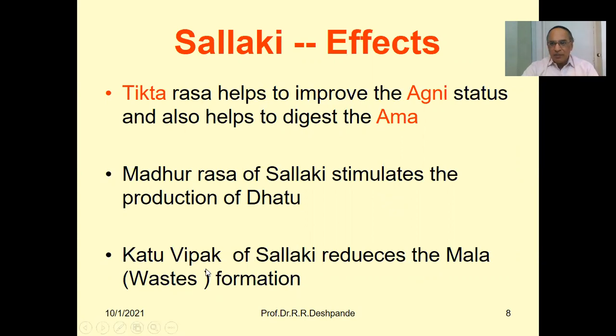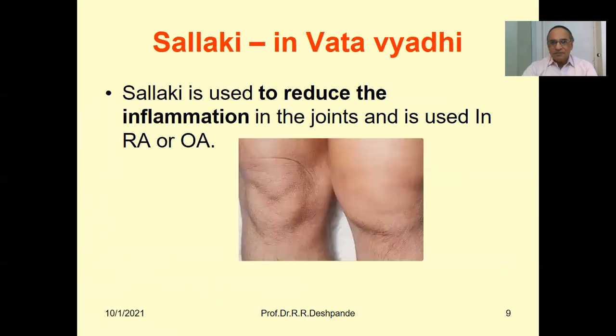Okay. Madhura rasa of Shallaki stimulates the production of dhatu, tissues: rasa, rakta, mamsa, meda, asthi, majja, shukra. Katu vipaka, pungent, of Shallaki reduces the mala or the waste formation. Shallaki, can you see the typical swelling over here? Swelling, okay.